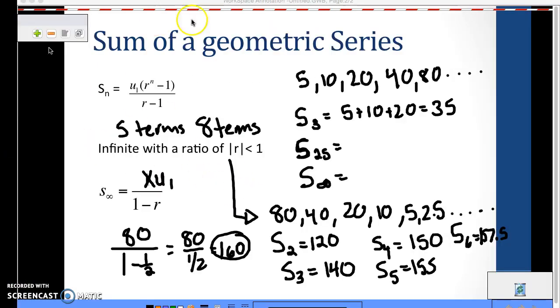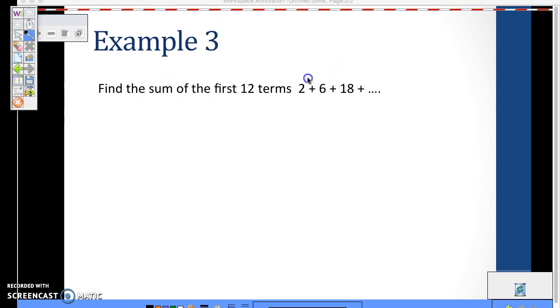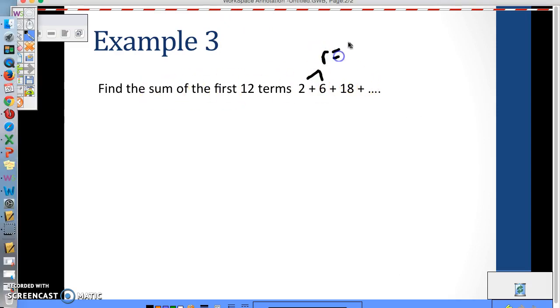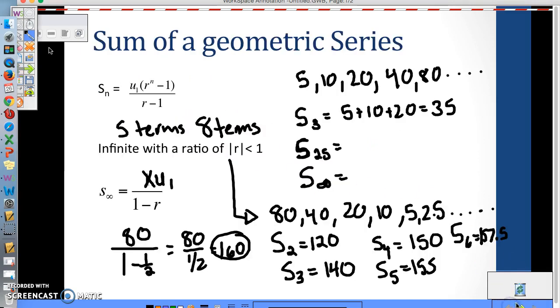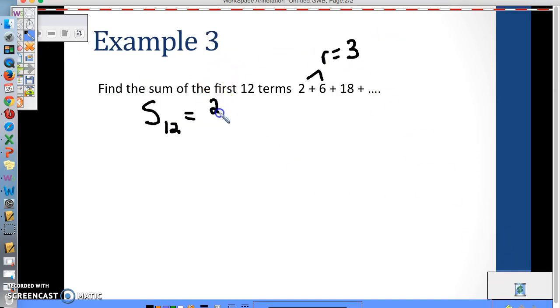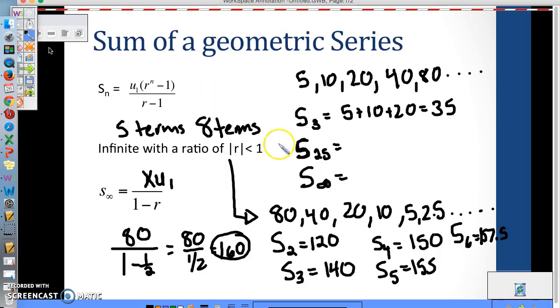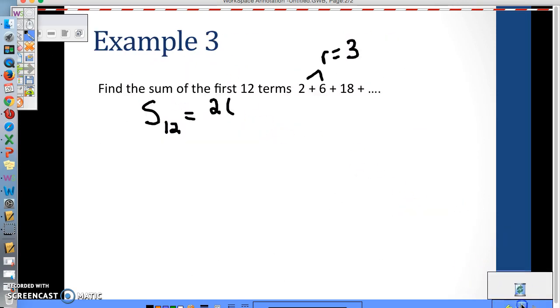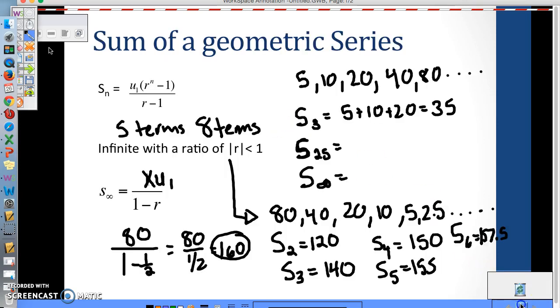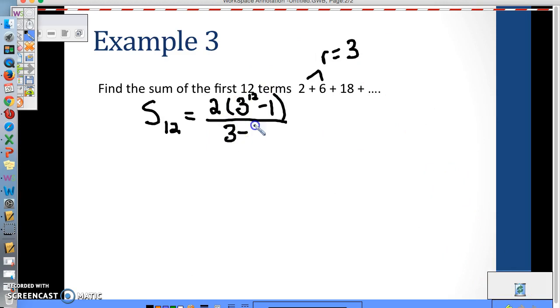Let's take a look at this first one. Find the sum of the first 12 terms. Well, our numbers are getting bigger and our ratio is 3, so we'll use this first formula. The sum of the first 12 equals our first term, so 2, and then there was a parenthesis, r to the n minus 1. So our ratio, 3 to the 12th minus 1, divided by r minus 1, so 3 minus 1.